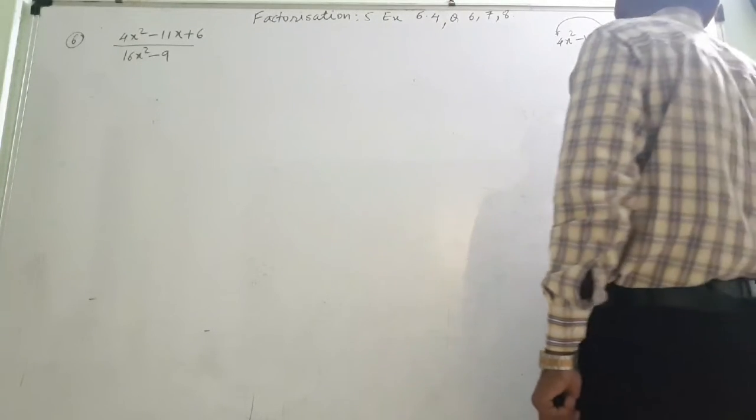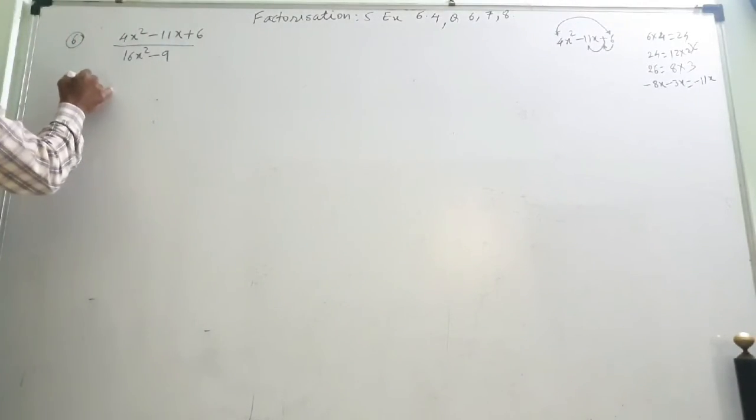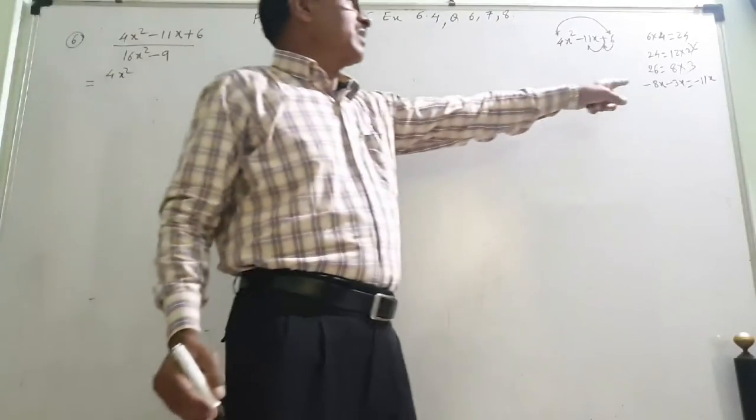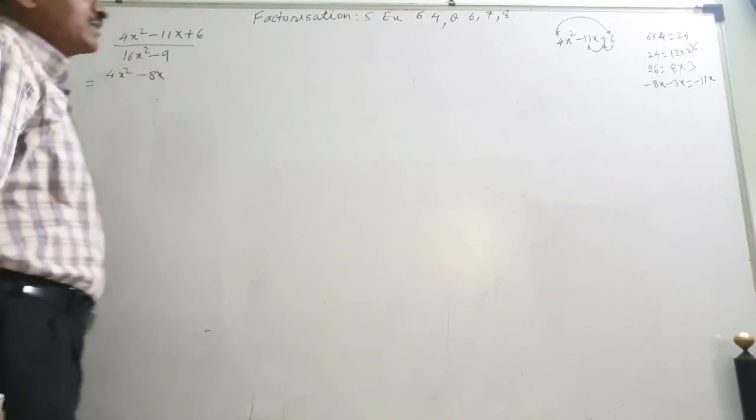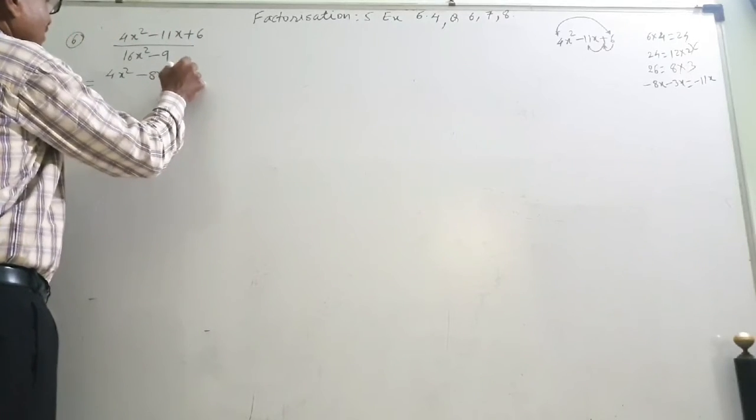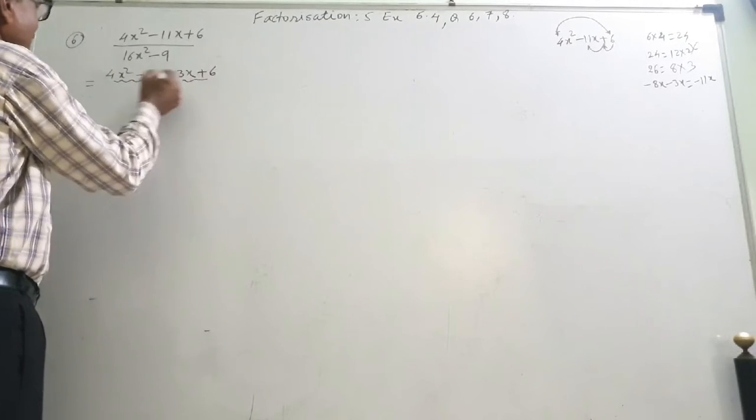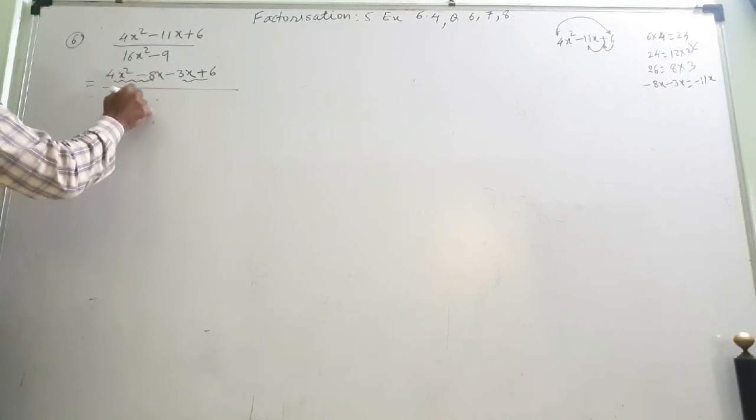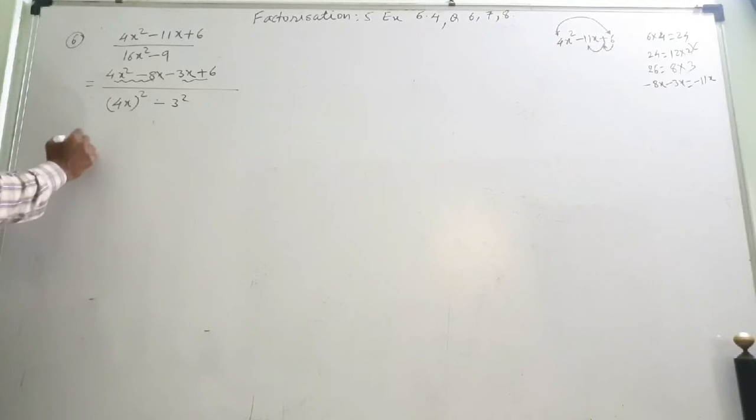So for this, I will factorize this. How I will do it: that is equal to 4x square, then the first factor is minus 8x, the second factor is minus 3x, and plus 6. I will make the groups of this. Now the denominator: this is 4x bracket square minus 3 square.